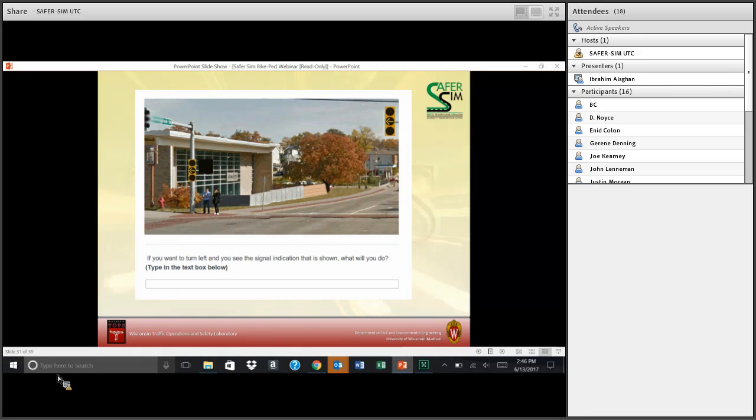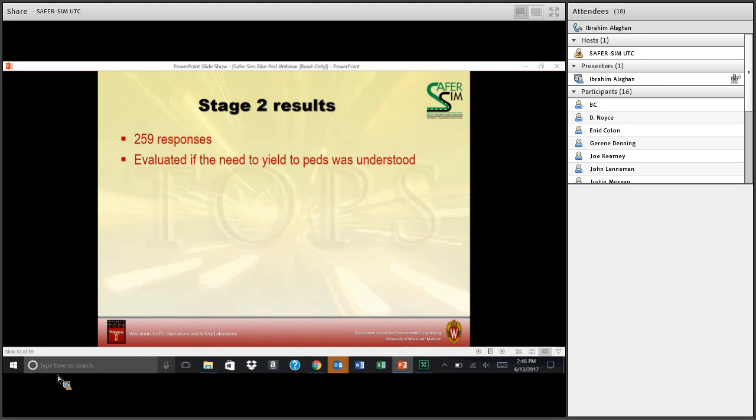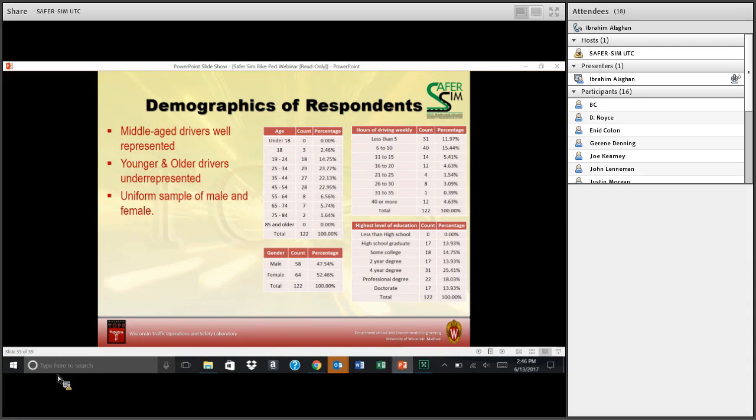As you can see here, the design 3. Okay, so let's go next. So actually we have collected 122 responses from subjects, and as you can see here, also the same middle-aged drivers are well represented, while the younger and older drivers are underrepresented. In the opposite, here we have kind of uniform sampling of males and females. We have like 47 and 52%. So let's go next.